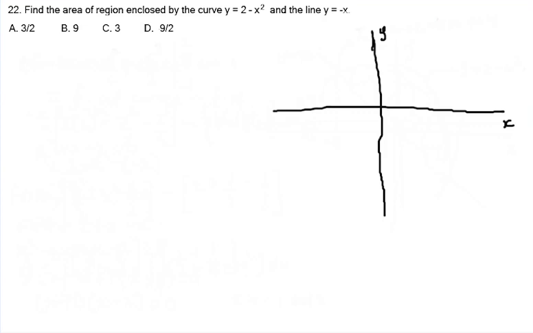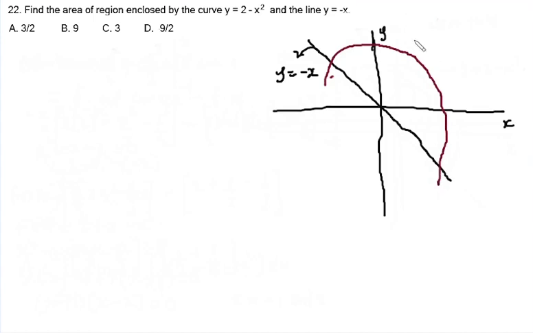Now, if you plot y is equal to minus x on this graph, you get something like this. Let's call it y is equal to minus x. And then if you plot another graph of something like this, you get the graph of y is equal to 2 minus x squared. So in the question, we're asked to find the area here, this area.